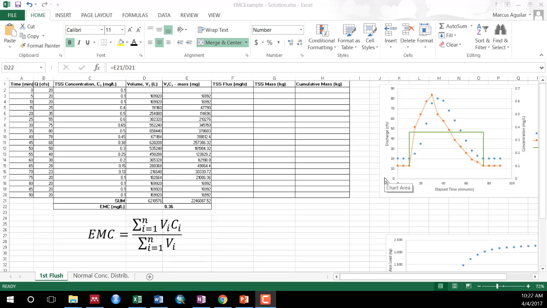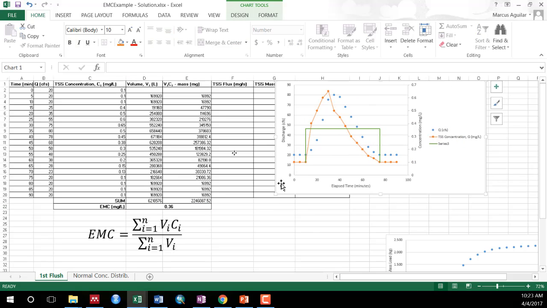I have the EMC calculation shown graphically here. Maybe this will help a little bit. So the flow rate is in blue, and that's over on this side, so you don't really need to worry that much about it. But in orange, I've got the pollutograph, showing the TSS concentrations that we took across the hydrograph, right? So you can see measurements all the way across through here.